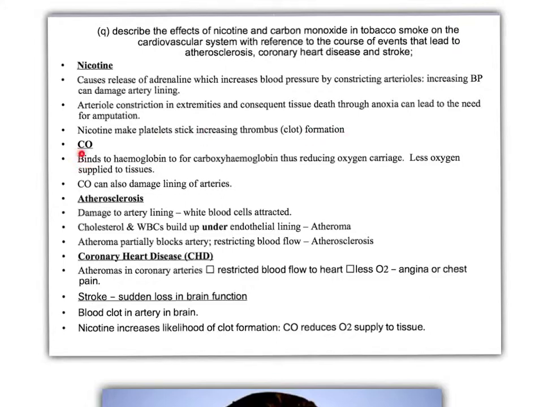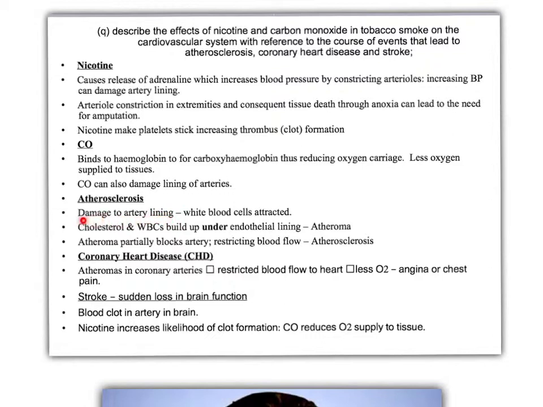Dealing with carbon monoxide, that binds to hemoglobin to form carboxyhemoglobin, which reduces the ability of the hemoglobin to carry oxygen, and therefore less oxygen is supplied to tissues. The carbon monoxide can also damage the lining of the arteries. So both nicotine and carbon monoxide damage arteries. And the damaging of those artery walls is the first step in the formation of this disease called atherosclerosis, which we looked at before when we looked at HDLs and LDLs and cholesterol in the diet unit earlier on.